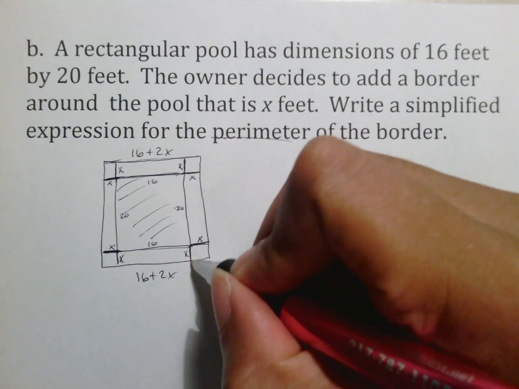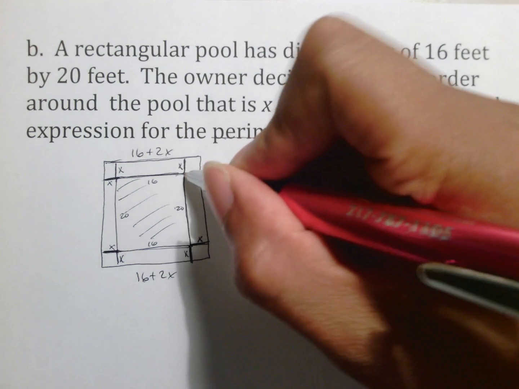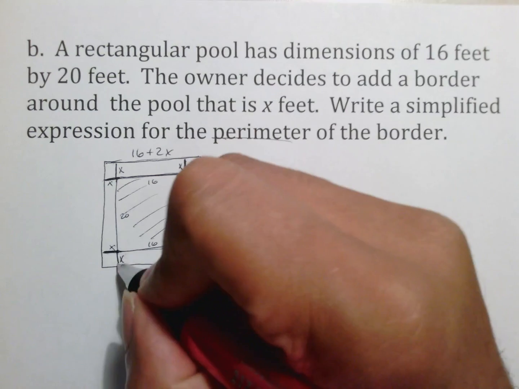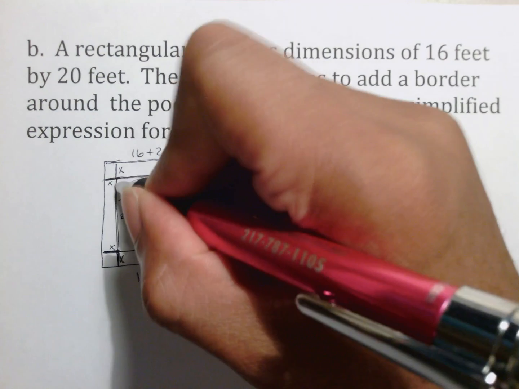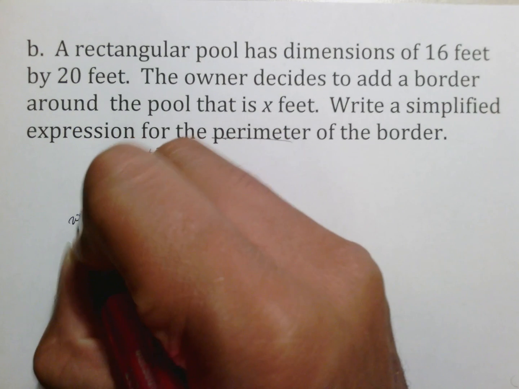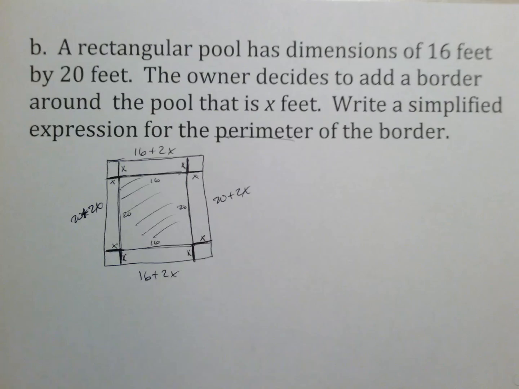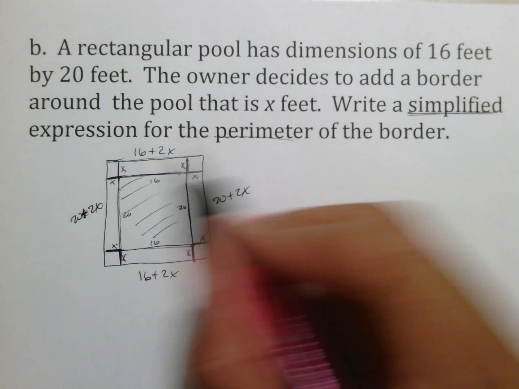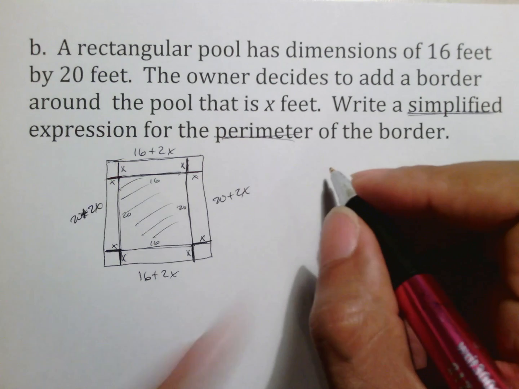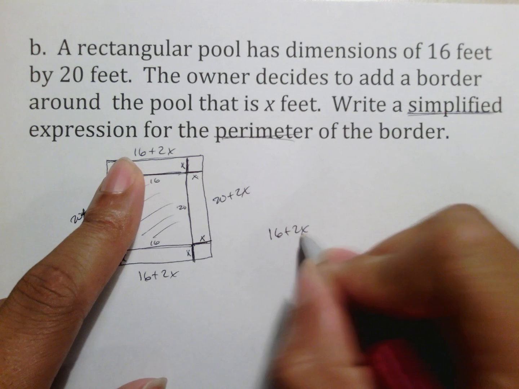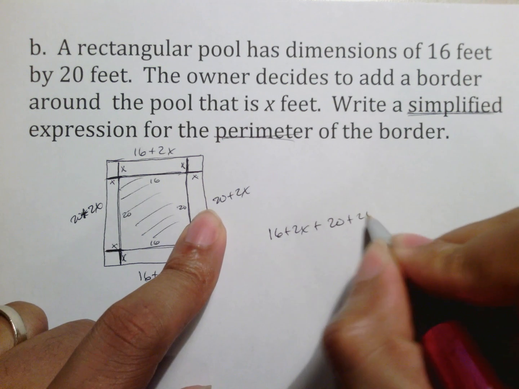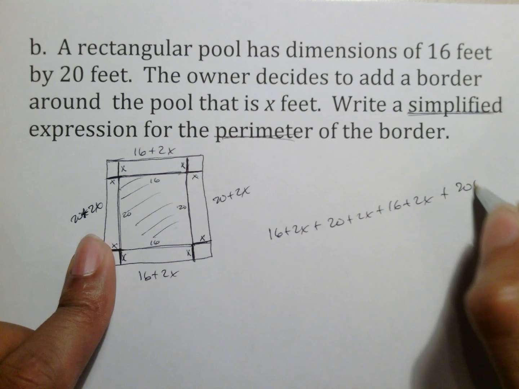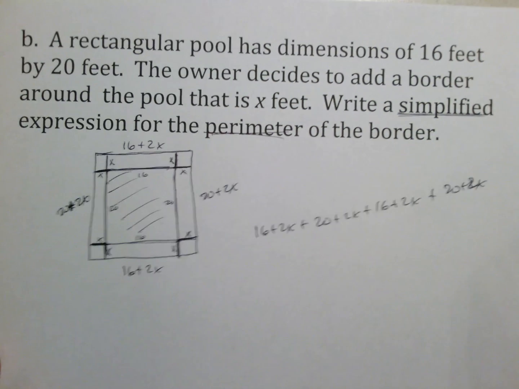The distance going up is an x plus a 20 plus another x, which is 20 plus 2x, which should be the same over here, which is another x plus a 20 plus another x, which is another 20 plus 2x. And so what they want is just to simplify, which means combine your like terms for the perimeter. And so for perimeter, remember, you add all these up, so we'll put 16 plus 2x plus 20 plus 2x plus 16 plus 2x plus 20 plus 2x and put all those together.